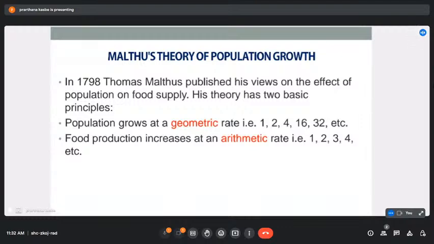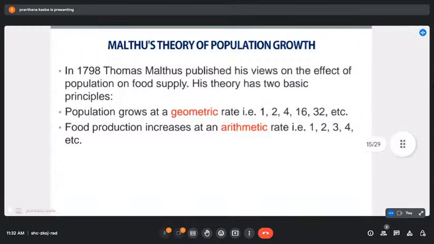His theory has two principles. Which two principles are there? The first principle is that population grows at a geometric rate. For example, 1, 2, 4, 16, 32, etc.